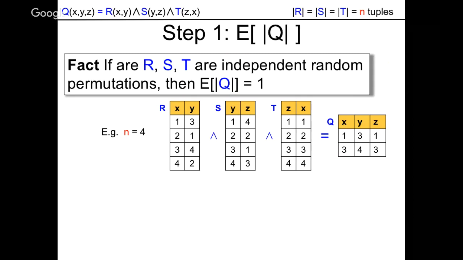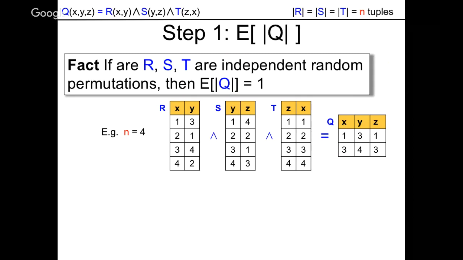But if you think about this, if you compute the triangles of 3 permutations, you get at most n triangles, because the resulting table of triangles will have the same property. In every column, every value occurs at most once. Every node can participate in at most one triangle.